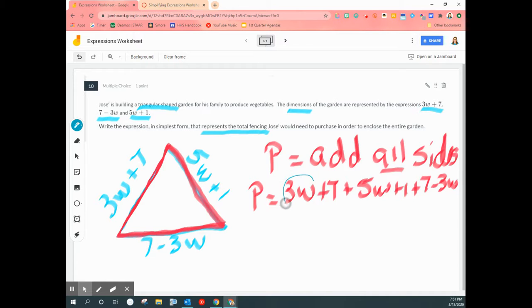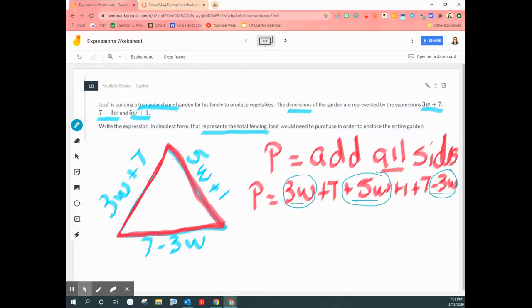Well, I see a 3W here. I see a 5W. And then over here, I see a negative 3W. Aren't W's all the same term? Yes, they are. So let's add them up. If I have 3W's plus another 5W's, well, that's 8W's. And then I have to add another negative 3W's. Okay, so 8 plus negative 3.